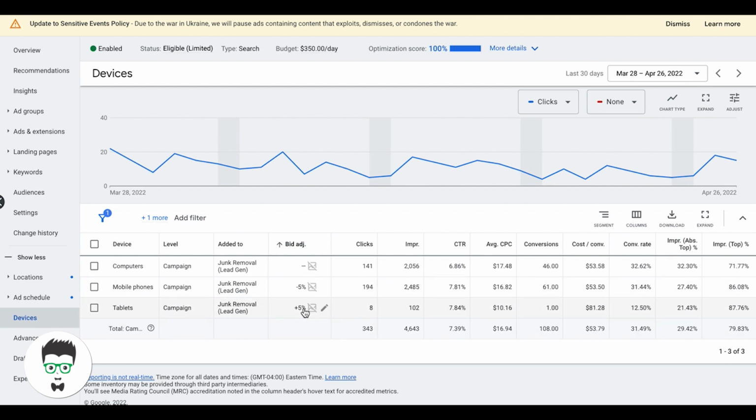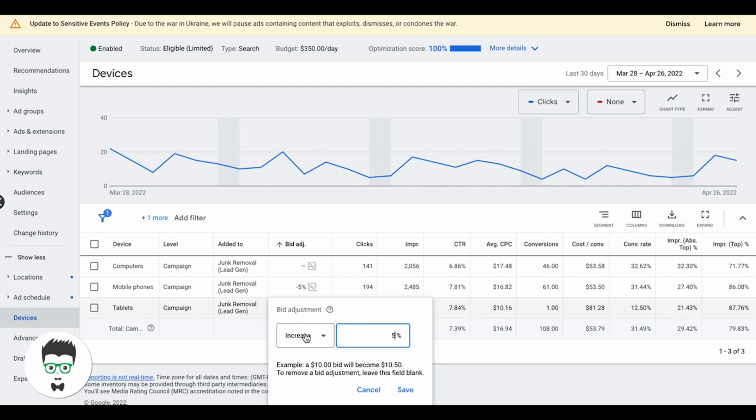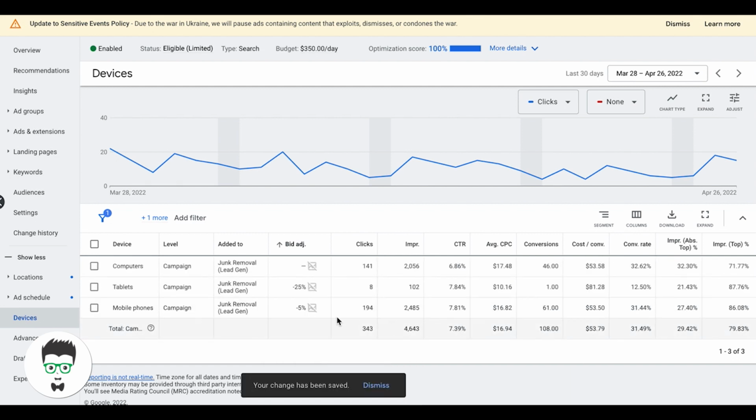So what we will do here, though, we're going to jack this bid way down on tablet. I'm not going to turn it off because if I can squeeze an extra lead a week out of it or a lead a month out of it, I'm going to take it as long as it's affordable. So how we're going to do that is come over to the edit icon. We're going to go to decrease, and I'm going to drop this by 25%, just because it's paying so much higher over my target. And that's how you're going to do that.